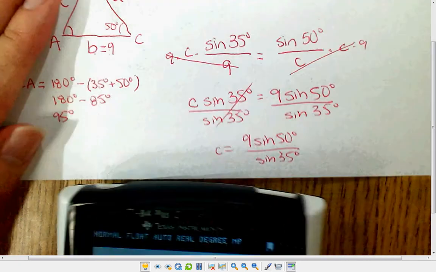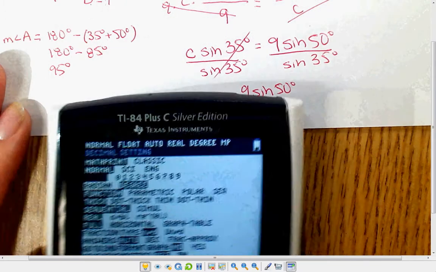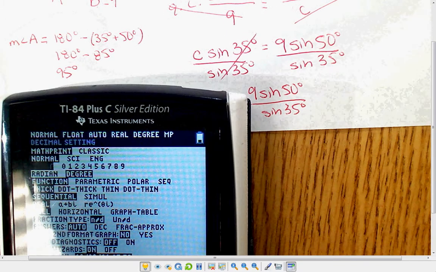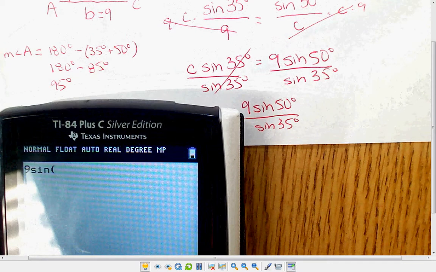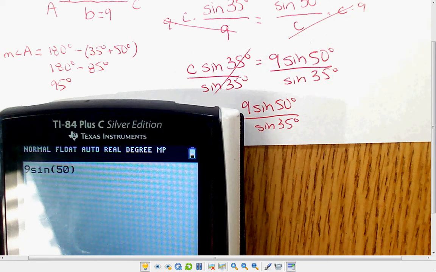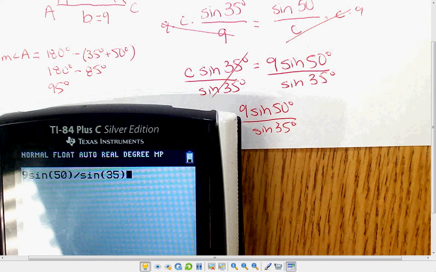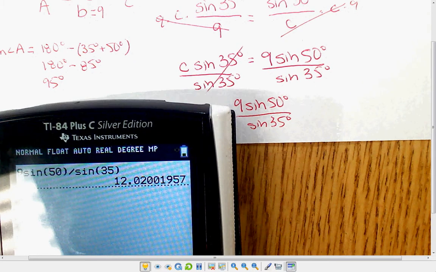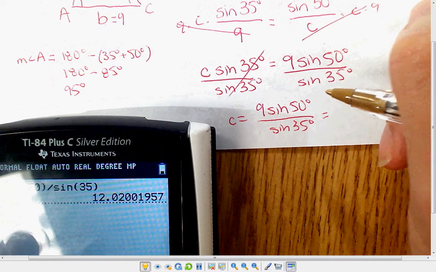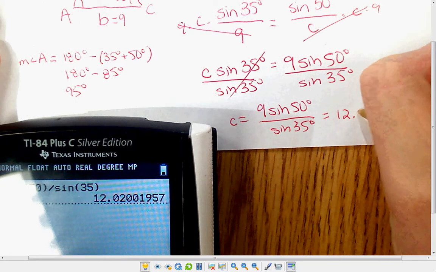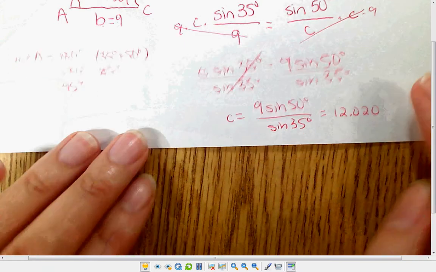Okay, so again, making sure you are in degrees mode, because we are all in degrees here, 50 degrees, 35 degrees. So if it's not in degree mode, it's not going to give you the right answer. We're going to do 9 sine of 50 degrees, close the parentheses, divided by sine of 35 degrees. And this gives us, this is a side, so this is a length. So the answer is going to be rounded to 3 decimal points. So we have 12.020. This is my side C.